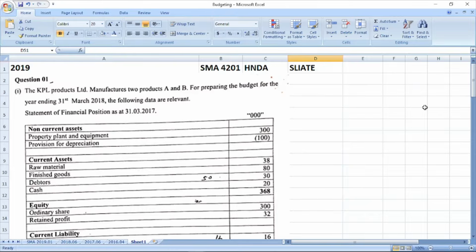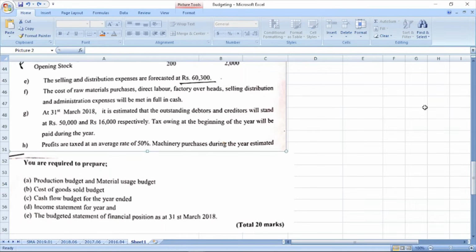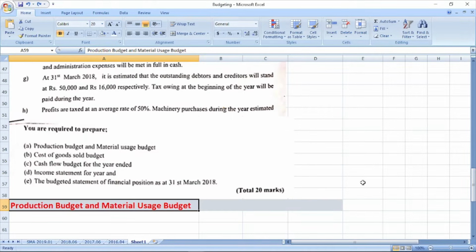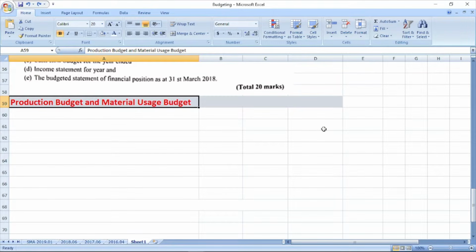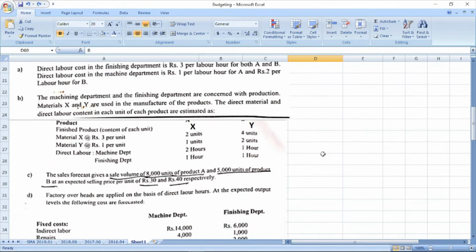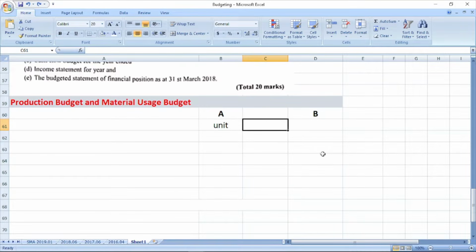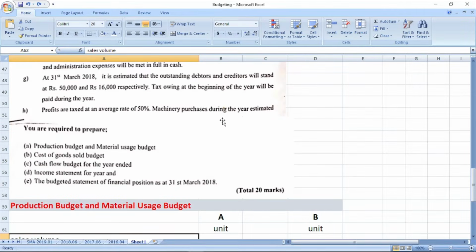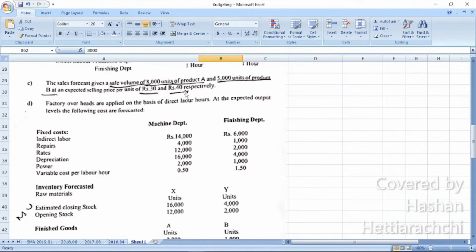First, we find how we get the production budget and material usage budget. First they give A and B. We mainly produce products A and B. And the unit sales volume, how many we expect to sell, they mention in information C: 8,000 units of product A and 5,000 units of product B expected to sell.